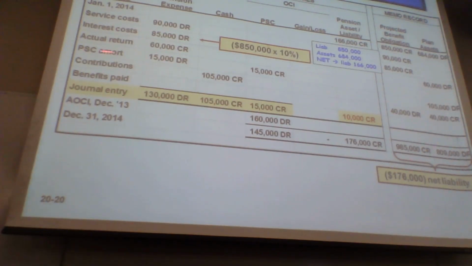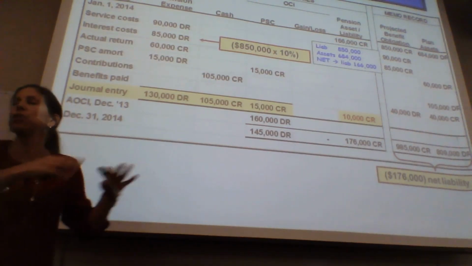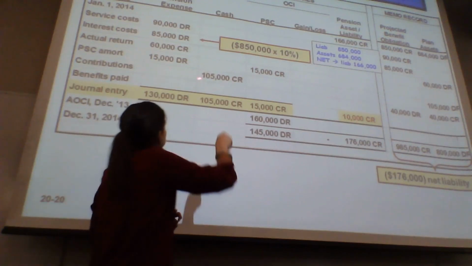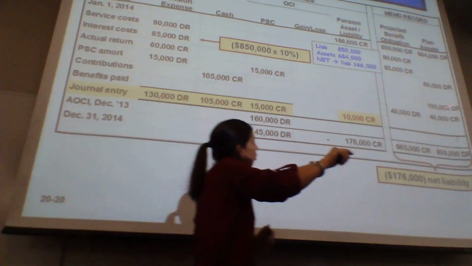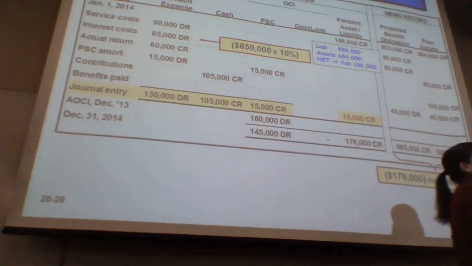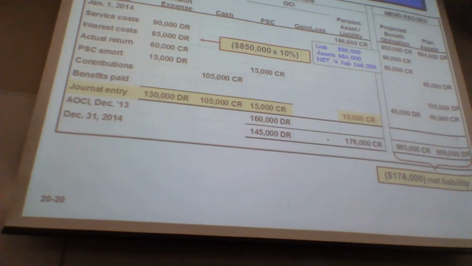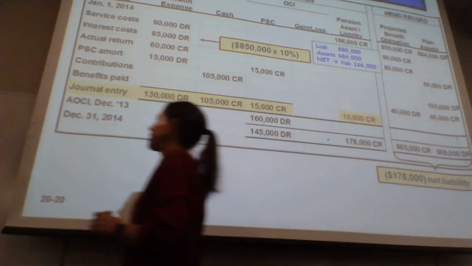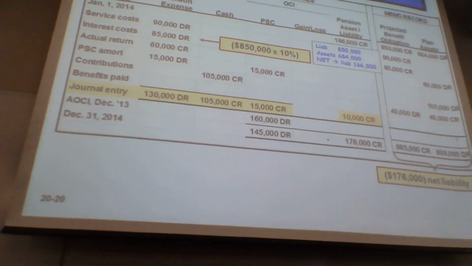But then we have the contributions made. So we contributed $105,000 to the pension plan this year. That means that we literally wrote a check, paid cash to the financial institution, right? So we reduce our cash, and then we increase our running memo record over here of our plan assets. So when we cut that check, we're making a contribution, we reduce cash, and we increase the plan assets.